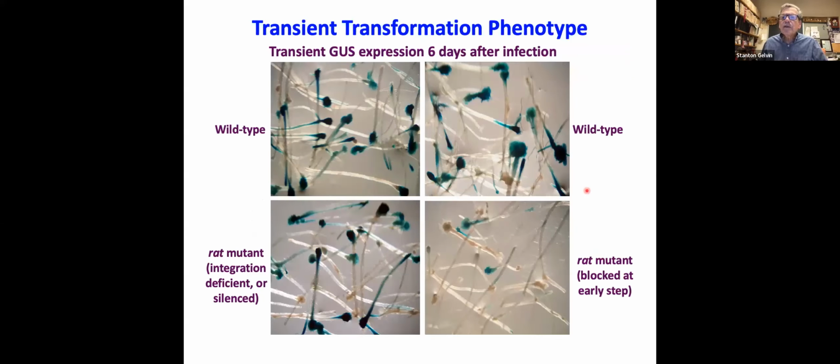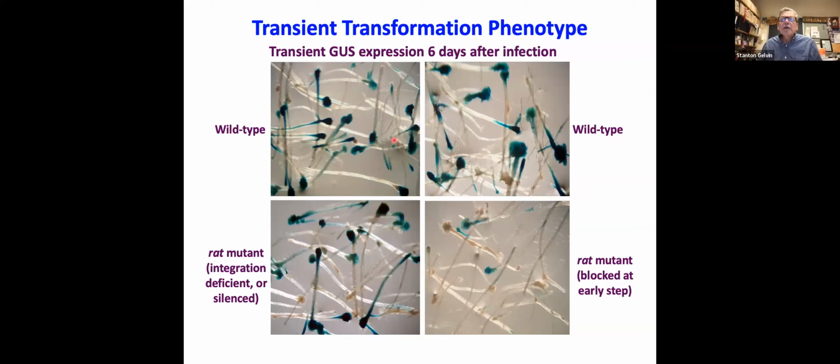Now, there's another type of transformation that people look at also, and this is called transient transformation. In transient transformation, T-DNA gets into the nucleus and it becomes replicated to a double-stranded form, but it is not integrating. So it's expressing its transgene from a non-integrated form, and this could happen for a few days until the DNA just eventually goes away. It gets nuclease digested or it gets diluted away and has not integrated.